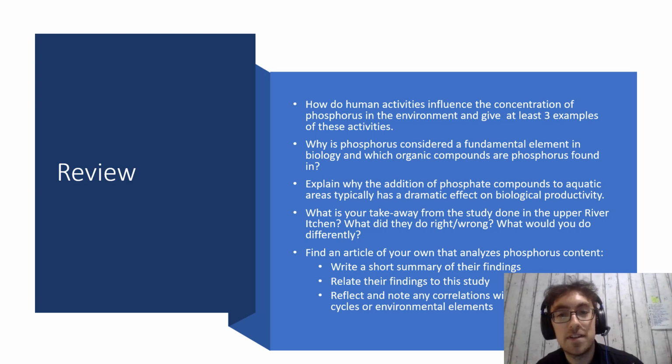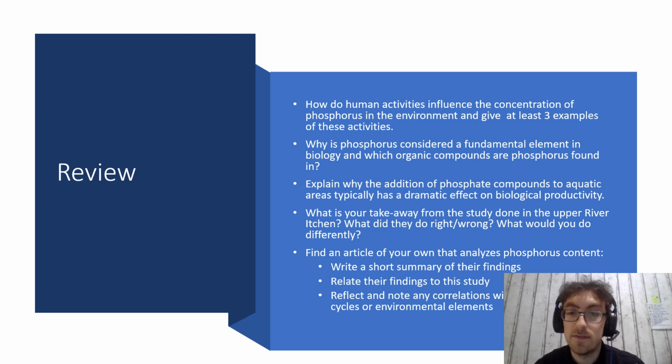How do human activities influence the concentration of phosphorus in the environment? And give at least 3 examples of these activities. Why is phosphorus considered a fundamental element in biology? And which organic compounds is phosphorus found in? Explain why the addition of phosphate compounds to aquatic areas typically has a dramatic effect on biological productivity.